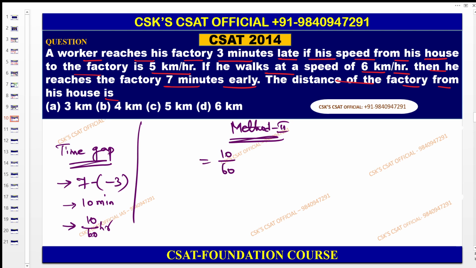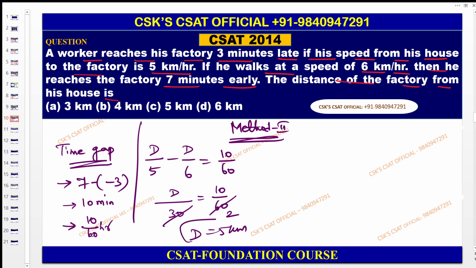The difference between the times. So distance by speed. You can take the LCM as 30. So d by 5 minus d by 6 becomes, which is equal to 10 by 60. You can cancel this too. 10 by 2 becomes 5 kilometer. You can use this one also. Or else, if you want, you can use another model.